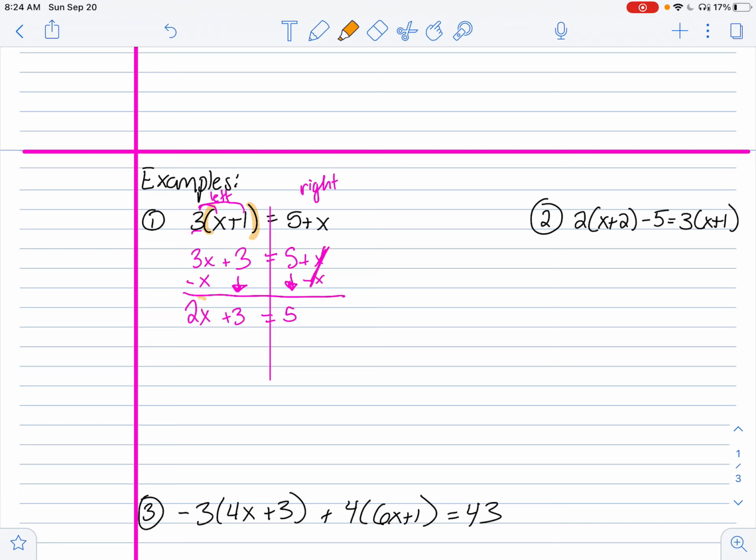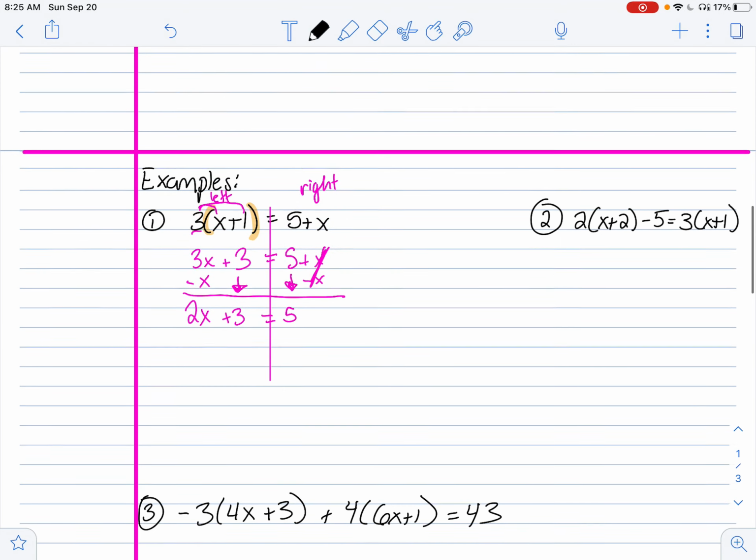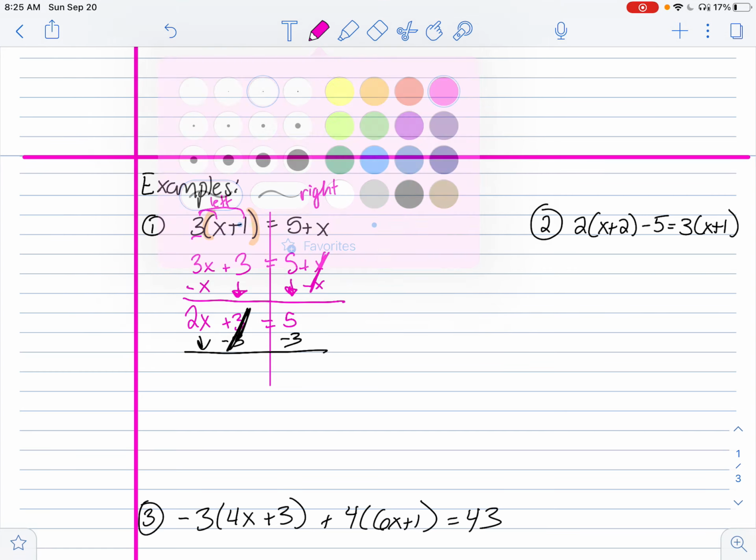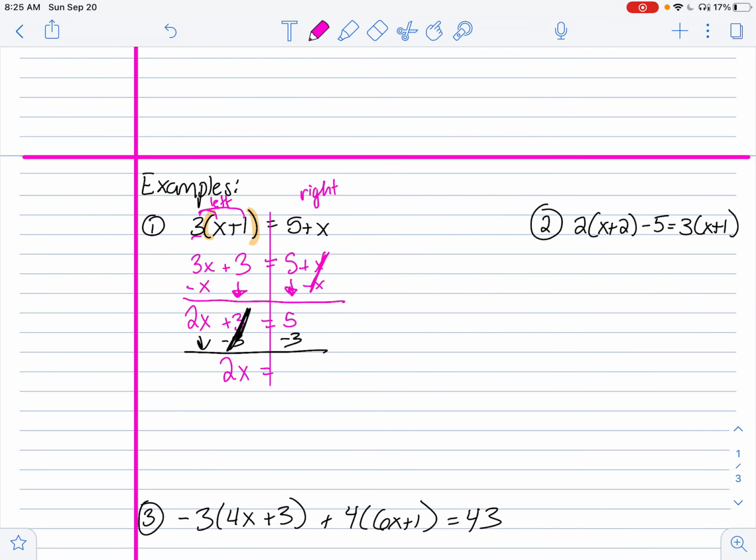Now what you'll notice is we have just one x left, so we want to move all the numbers attached to that x away, which would be this plus 3 and this multiply by 2. So when we move numbers away from the x, we first start with addition and subtraction. So to get rid of this plus 3, I'm going to subtract 3 on both sides. My 3's cancel, I drop down my 2x, and I am left with 2x equals 5 minus 3, which is 2.